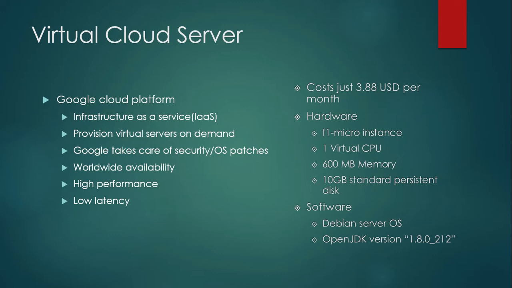On Google Cloud Platform, it just costs around $4 per month. The hardware it uses is an F1 micro instance, which has one virtual CPU, 600 MB of memory, and a 10 GB standard persistent disk. The software we used is Debian Server OS, and the OpenJDK version that we used is 1.8.0.